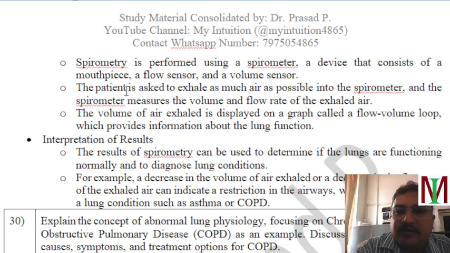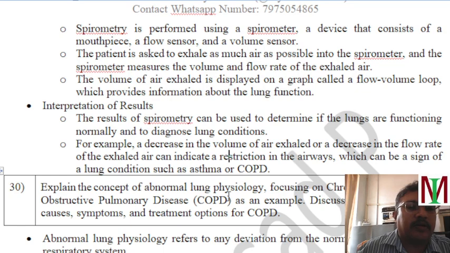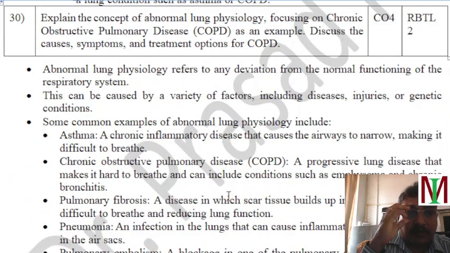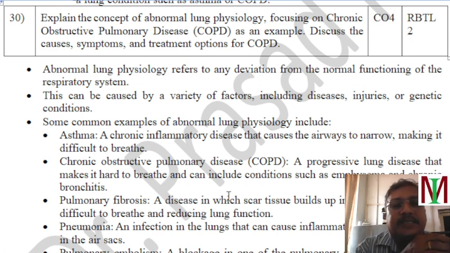So the interpretation of the results of spirometry can be used to determine whether the lung is functioning normally or whether any lung disease or lung condition is there or not. All the other conditions related to the lung can be understood with that. Now explain the concept of abnormal lung physiology, focusing on chronic obstructive pulmonary disease, COPD, as an example. Discuss the causes, symptoms, and treatment options for COPD.